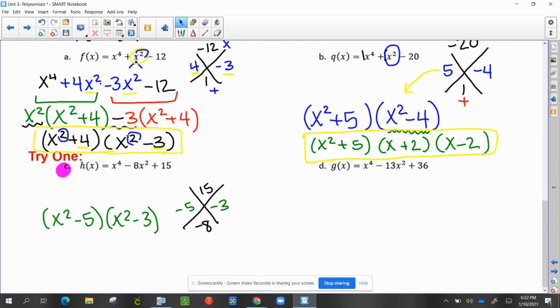Okay, so here's what I got. Factors of 15 that add to negative 8 would be negative 5 and negative 3. So my factors are x squared minus 5, x squared minus 3.